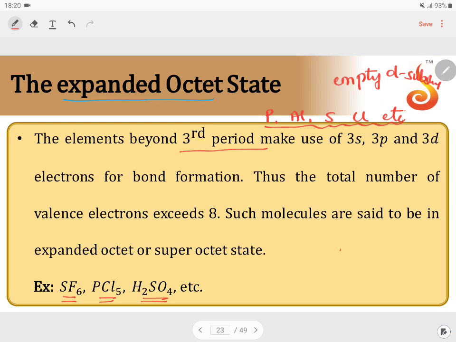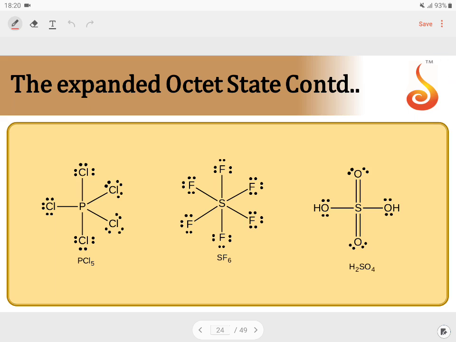Now, how in SF6? Sulfur has 6 bonds, to six fluorine atoms. This is the central atom, and it will have 12 electrons. Therefore, the central atom exceeds the octet configuration. So these are some of the drawbacks or limitations of the octet rule. These are some of the examples. Phosphorus has 10 electrons. Here it is 12, and here also it is 2, 4, 6, 8, 10, 12 electrons, more than 8 electrons.